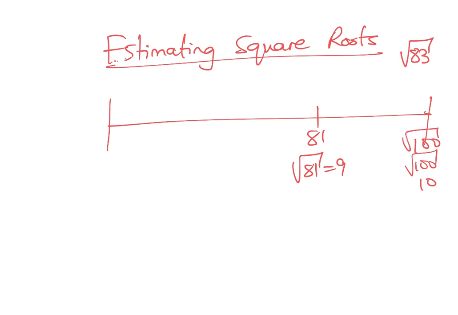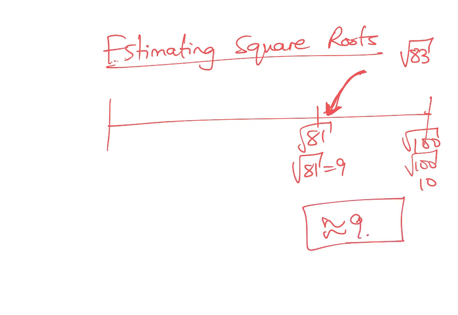If we're using square roots, then if we know that, 83 is very close to this, so we can give an approximation of the square root. Think of it this way. Between 81 and 100, 83 is closer to 81. So the answer should be closer to 9 than it is to 10.